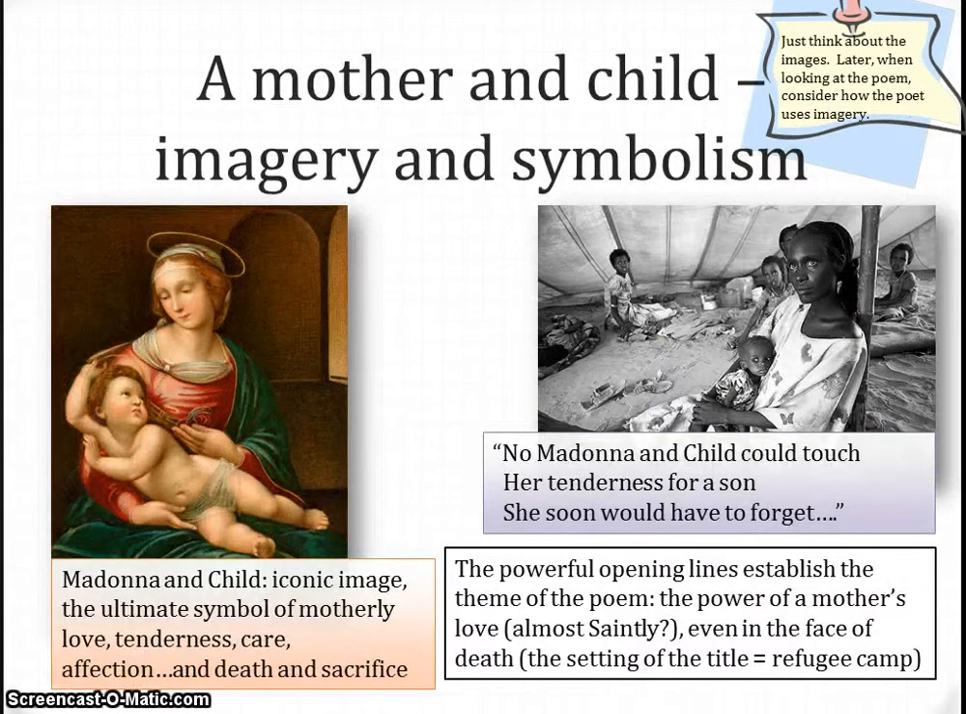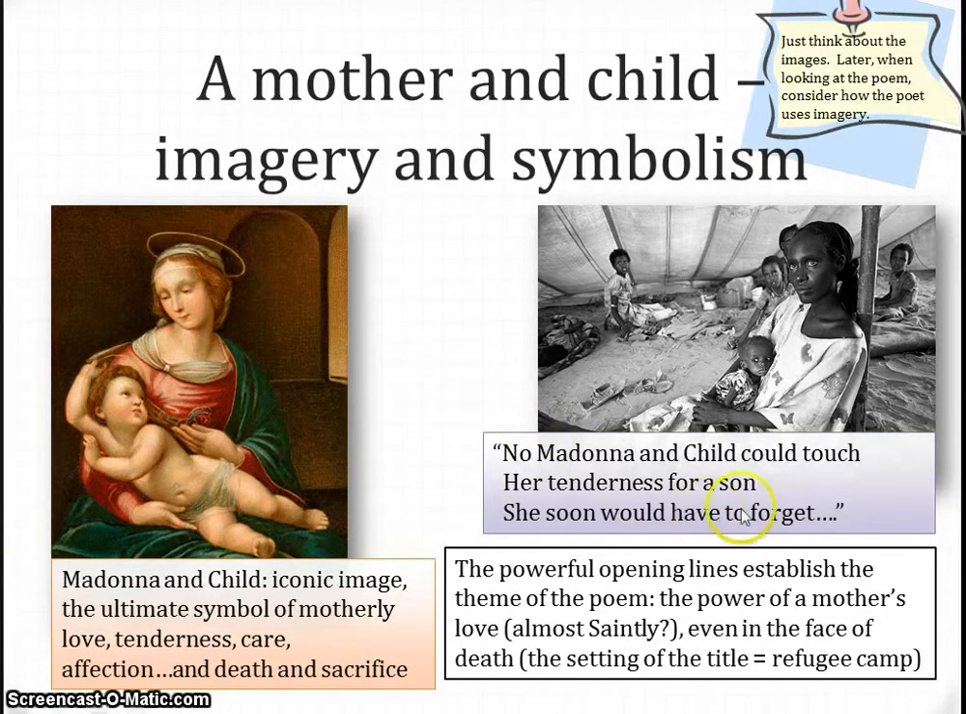Think back to the useful vocabulary that you learnt earlier on and this idea of the Madonna and the child. Here is a painting that depicts the Madonna and the child. This is an iconic image and it means that it's incredibly well known. People are very familiar with this image. And it's used as a symbol, so think about that literary word, symbol, for motherly love, for tenderness, for care, for affection. However, you will recall that Jesus' mother watched him die, so it's also a symbol for death and sacrifice.